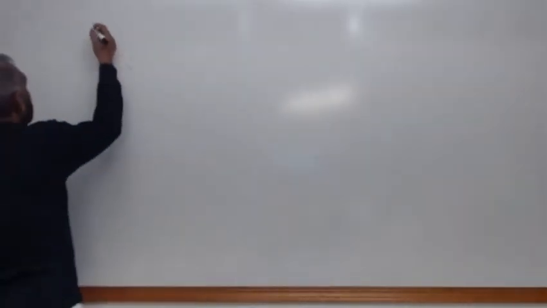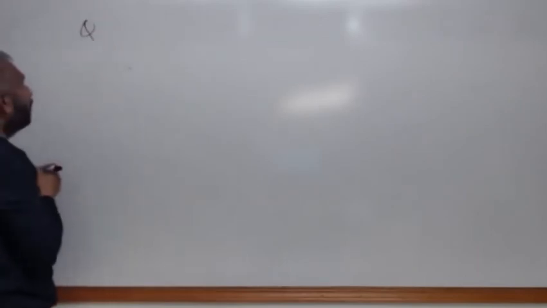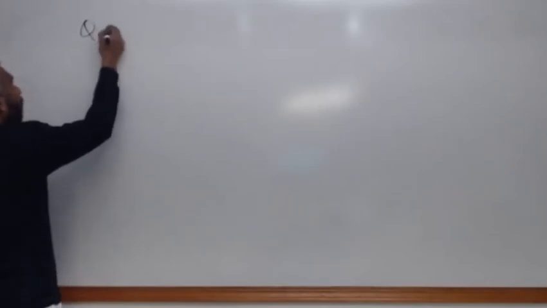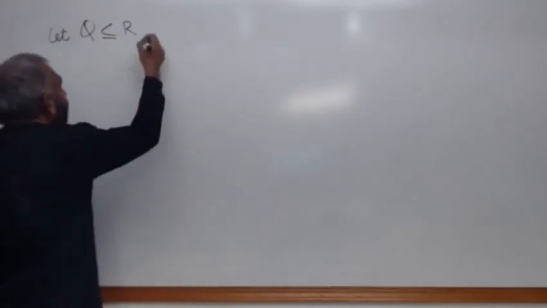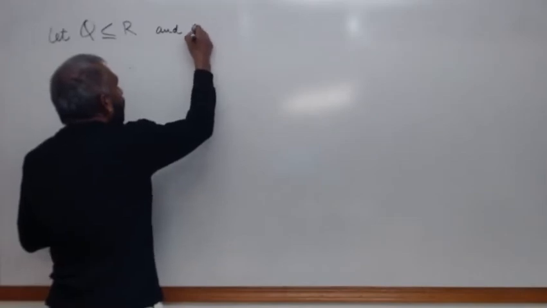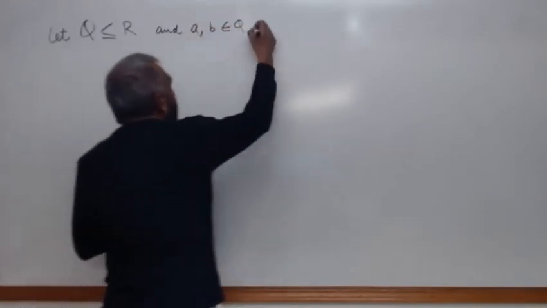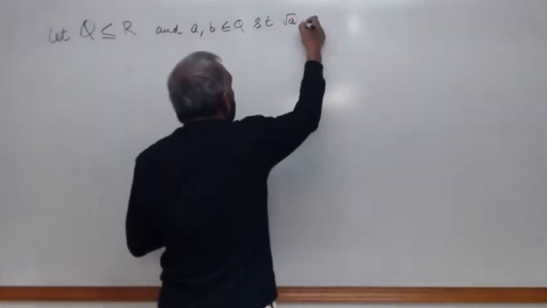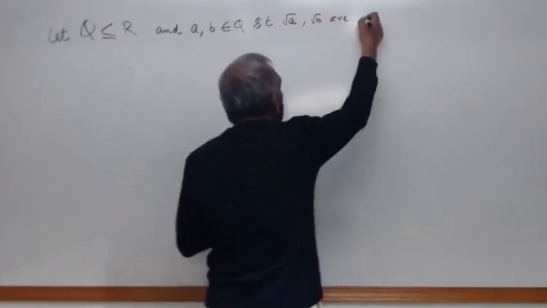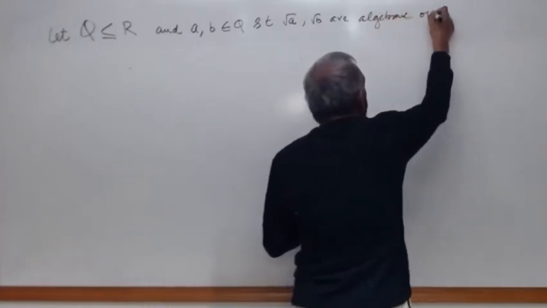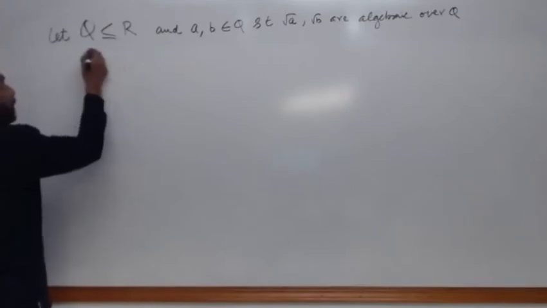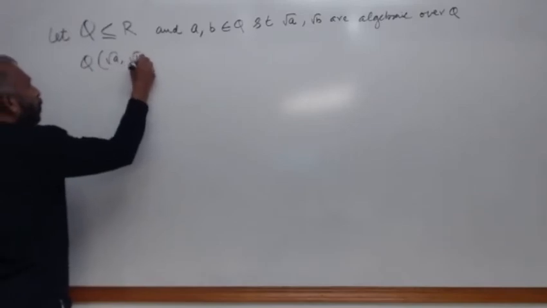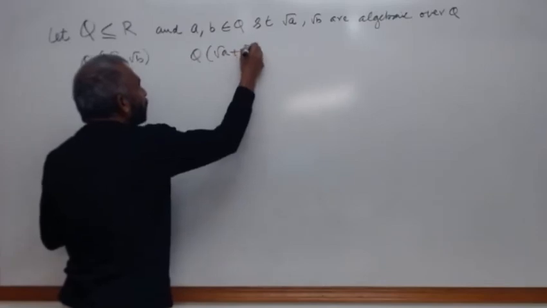We are going to do another problem. Let's take our base field as the field of rational numbers Q, and of course R is an extension of Q. You take two elements A and B in R such that root A and root B are algebraic over Q. Then the question is going to define two extensions of Q. One is Q of root A comma root B. Another one is Q of root A plus root B.